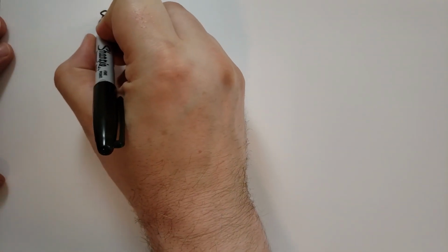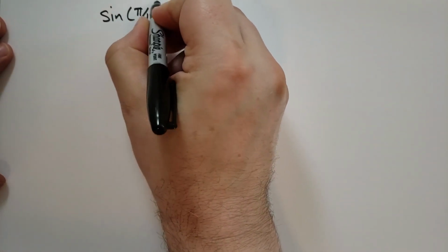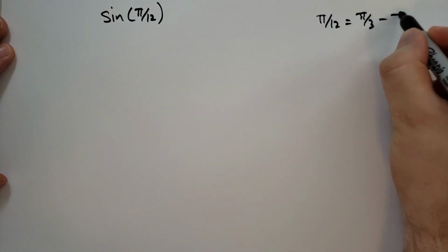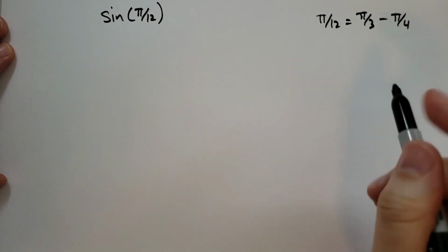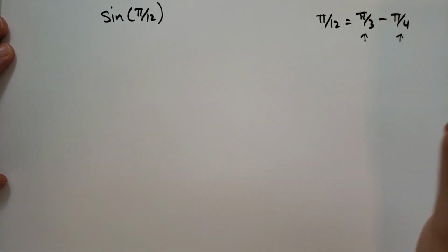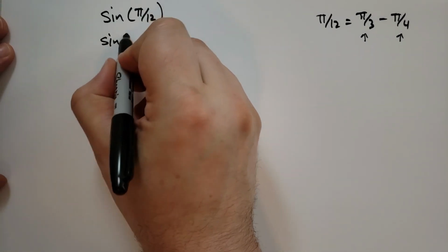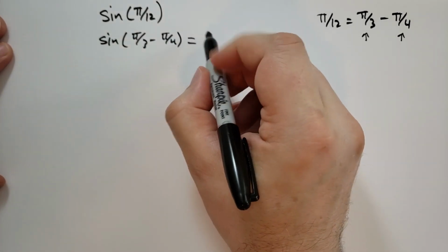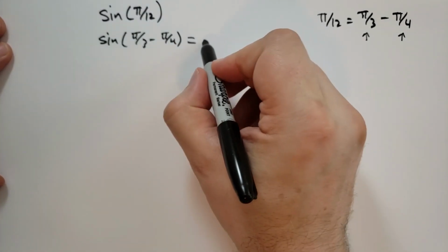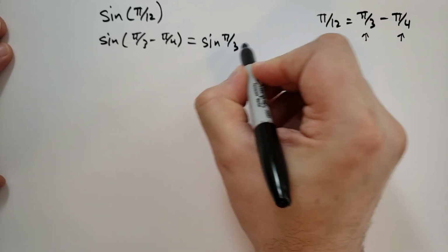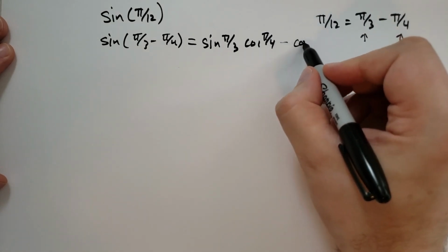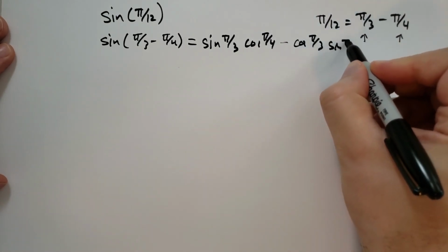Before we do that, though, let's see how we can use this to calculate sine of something like pi over 12. We note that pi over 12 is the same as pi over 3 minus pi over 4. Okay, and we know the sine and cosine of this, and we know the sine and cosine of that. So let's rewrite this as sine of pi over 3 minus pi over 4, which we can rewrite as sine of a cosine of pi over 4. And then we're going to subtract cosine of pi over 3 sine of pi over 4.